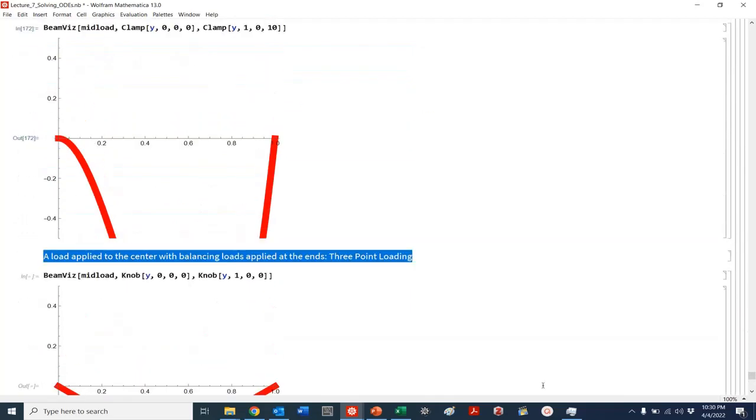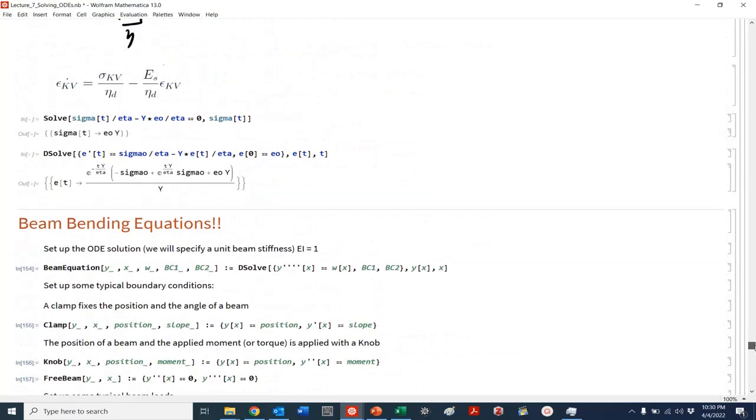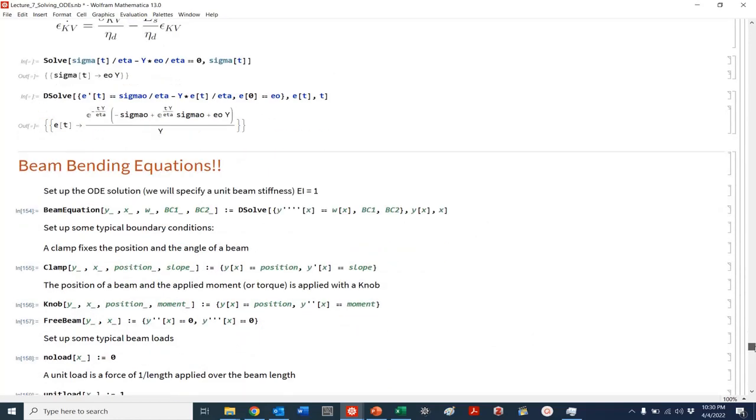Those are some of the many different examples you can do, solving some of these beam bending equations.